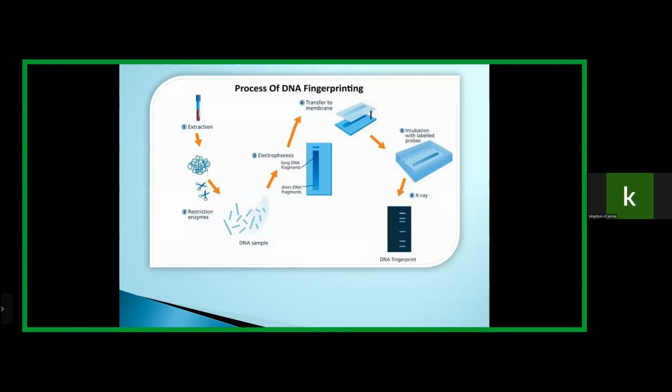And here we have the process of DNA fingerprinting. We have extraction first of the DNA, then we use an enzyme that will cut the DNA into pieces, and then transfer the sample to gel electrophoresis, and then transfer it to the membrane, as you can see in this figure, followed by incubation with labeled probes. Then we do X-ray on this sample, and that shows the DNA bands in this figure. It is called the DNA fingerprint.